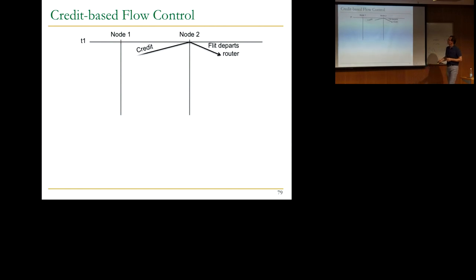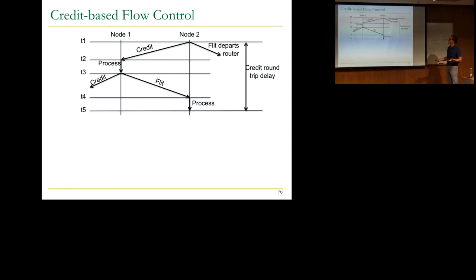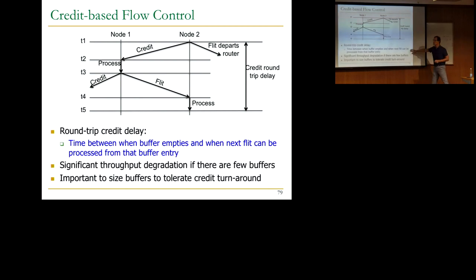OK, so a credit-based flow control, this leads to delays, basically. Basically, in this node, flit departs the router. You send the credit. There's some time delay over here. Now this processes the credit, and then it can send the flit. And then this process, and then basically this is called the credit round-trip delay. And it takes a long time to communicate these credits. You can go over this to convince yourself. Basically, it's the time between when buffer empties and when the next flit can be processed from that buffer entry. As you can see, the buffer empties over here, but you can only receive the next flit at this point. And this is your credit round trip delay. And that determines your buffer sizing.